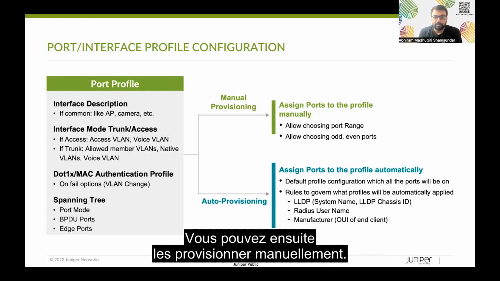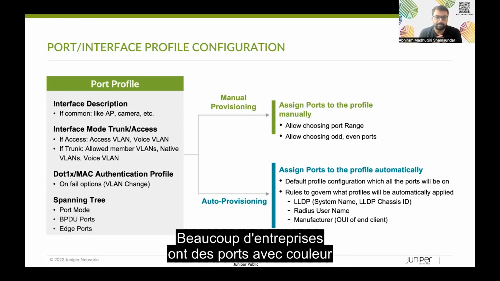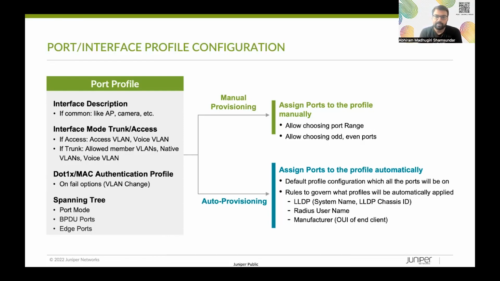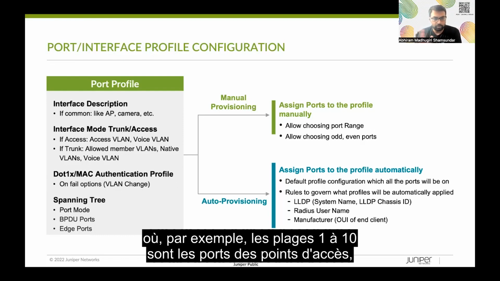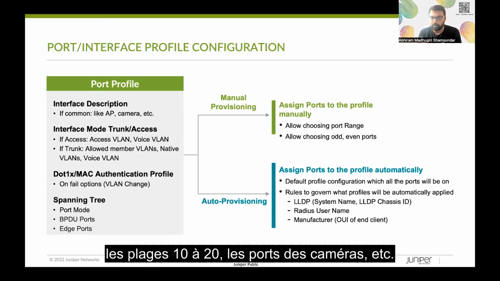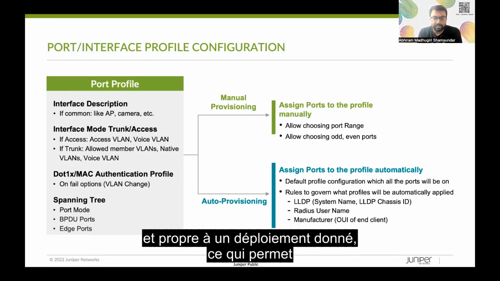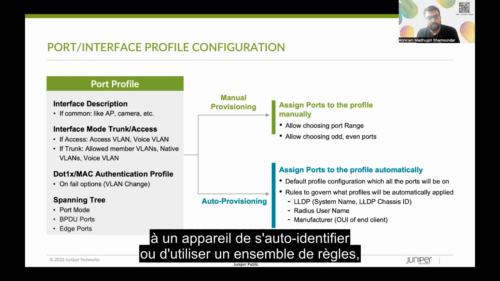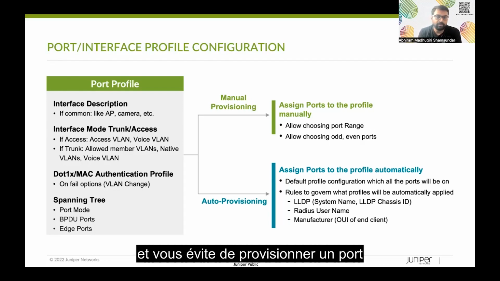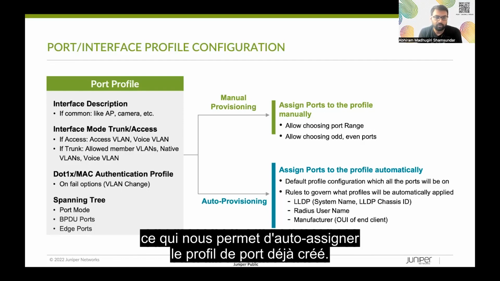You subsequently are able to provision them manually. A lot of people have a lot of discipline or colored ports, as they call it, to say you can assign port ranges, port 1 to 10 as AP ports, 10 to 20 as camera ports, and so on. Or you could also use dynamic port provisioning, and that is unique to a deployment from a standpoint of saying a device can automatically identify itself using a set of rules, and you don't need to be in the business of provisioning a port every single time a device comes online. Rather, let the device identify itself, and we can auto assign the port profile that you've already created.